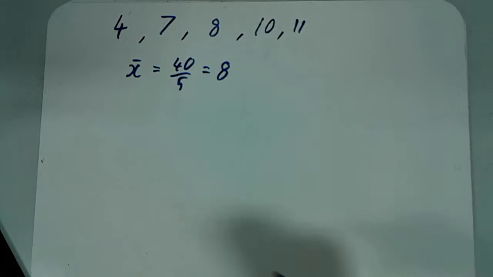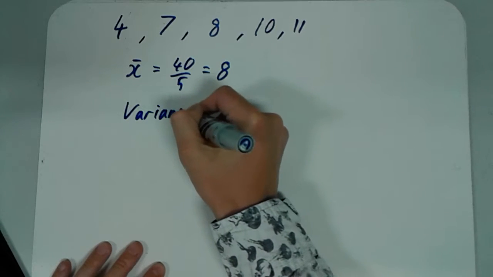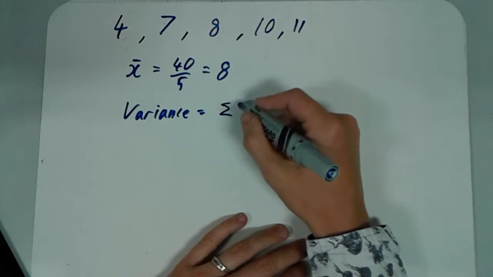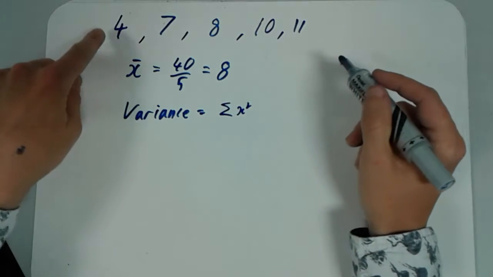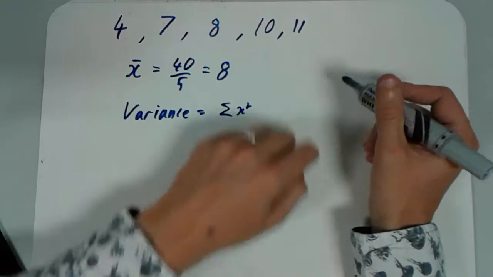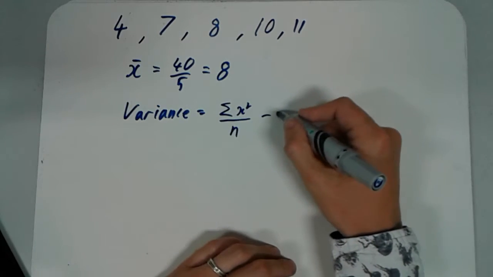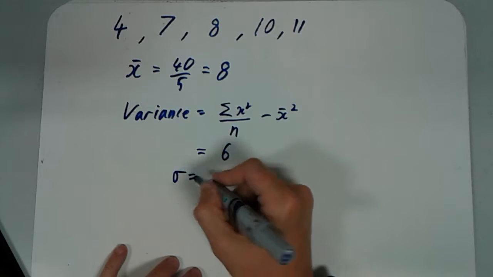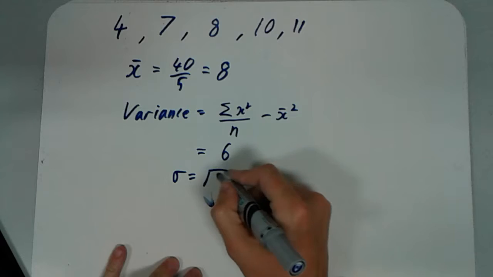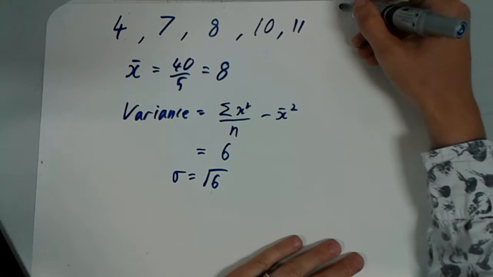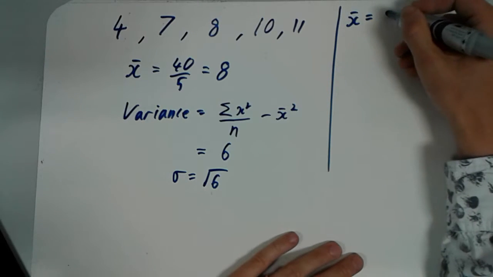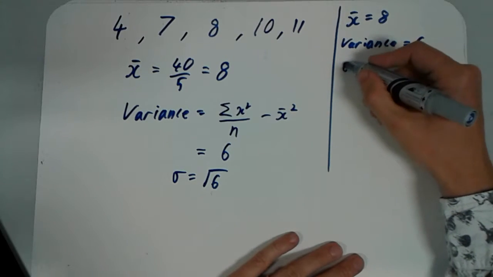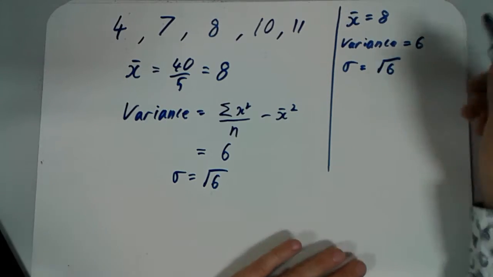We first have to calculate the variance, which is the sum of each of these squared, so the sum of all of our data squared, in this case 16 plus 49 plus 64 plus 100 plus 121, divided by our number of data, minus the mean squared. When we plug all of that in, we get 6. So our variance is 6 and our standard deviation is the square root of 6. Okay, so we've got that information. I'm just going to make a note of that over here. X bar is 8, the mean is 8, variance is 6, and standard deviation is the square root of 6.